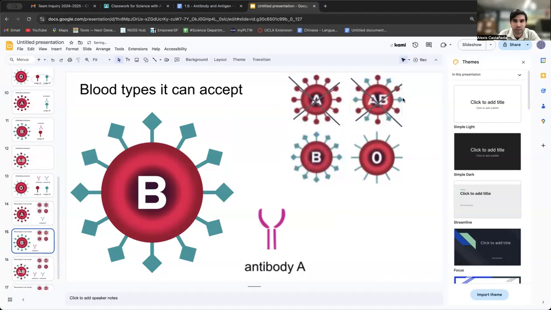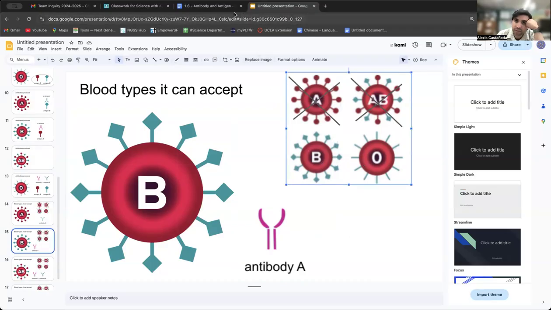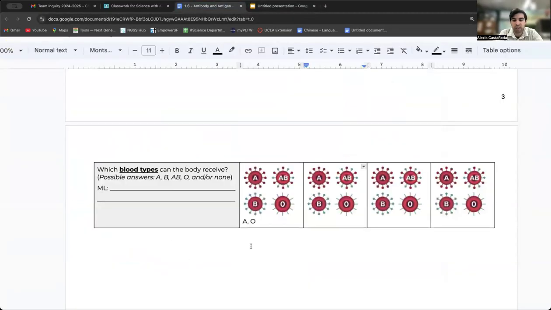Since blood type AB also has that antigen B, we do not want him. What about blood type B? Does this antibody have anywhere where it can connect? No, it doesn't, right? Antibody A does not fit with antigen B, so that means that blood type B is okay. Same goes for O, right? Blood type O does not have antigen A, so it can be accepted. So here we're going to write B and O, right? Those are the two it can receive.